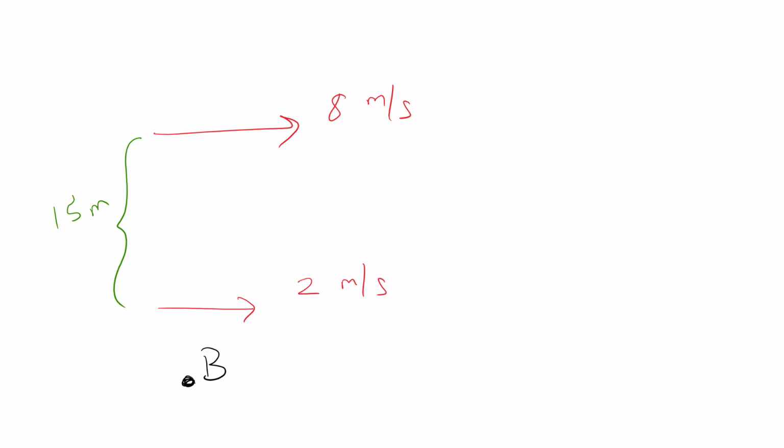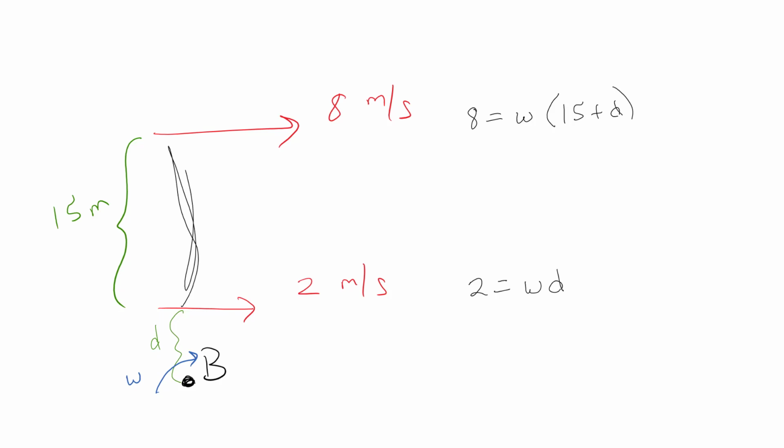And this is where we're going to just say, okay, it's some unknown distance d away and some omega around. All right, so this means that this 2 is going to be given by omega times d, but this 8 is going to be given by omega times the distance 15 plus d, right? Because this 15 is right here.